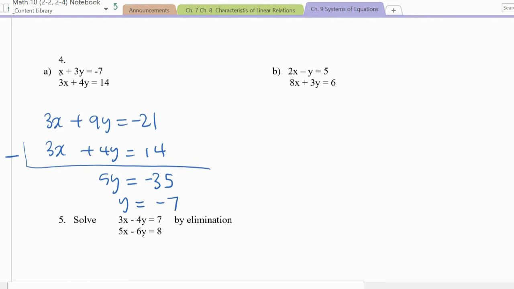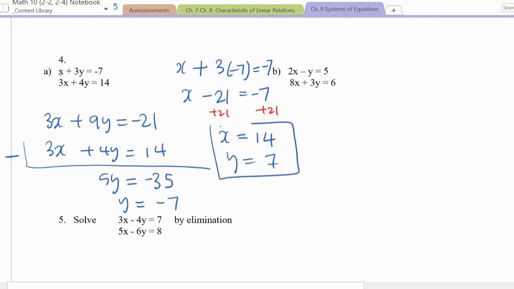Okay, we found y. Finding x is not that hard because we can simply plug this back into the equation. This looks easier, so we're going to choose this equation. x plus 3y, but y is negative 7. Then x plus 3 times negative 7 is negative 21, so x minus 21 equals negative 7. Let's add 21, then x will be 14. So x is 14 and y is negative 7. This is the answer.